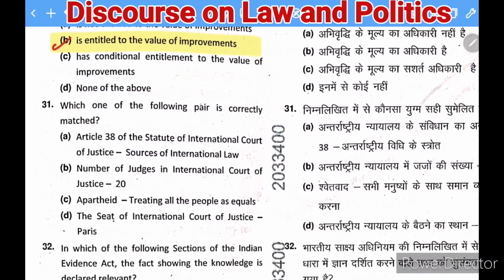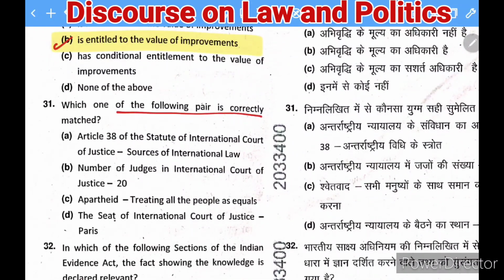Okay, so this is the way you can find. Next question is, which one of the following pair is correctly matched? So we have to see which is correctly matched here. Okay, now let's start one by one. So my dear friends, if you just see the A option, Article 38 of the Statute of ICJ, sources of international law. Yes, it is correctly matched here. So this is the right answer.